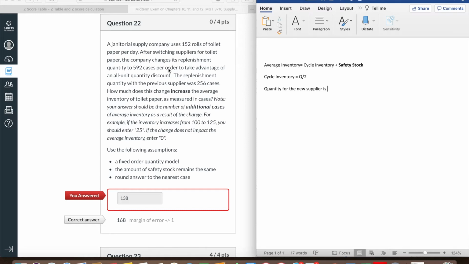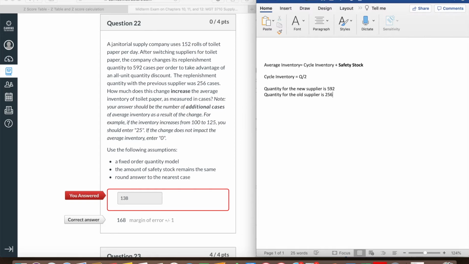Now you have to double check in the problem whether or not they're looking for cases or they're looking for rolls of toilet paper. This is one of the catches here. You don't want to multiply and do extra math for no reason. We're looking exclusively at cases per order. So our Q is 592. Now our quantity for the old supplier is given, which is 256.